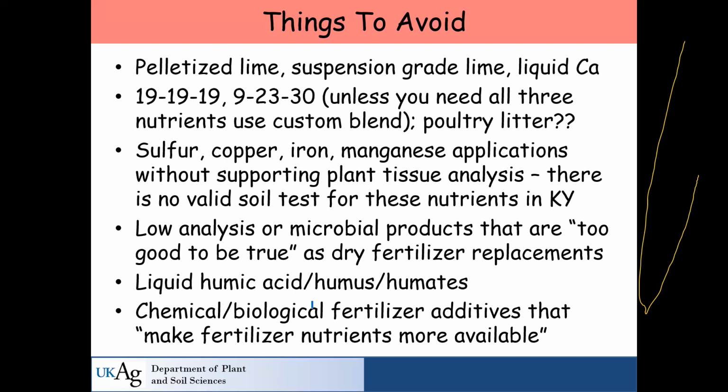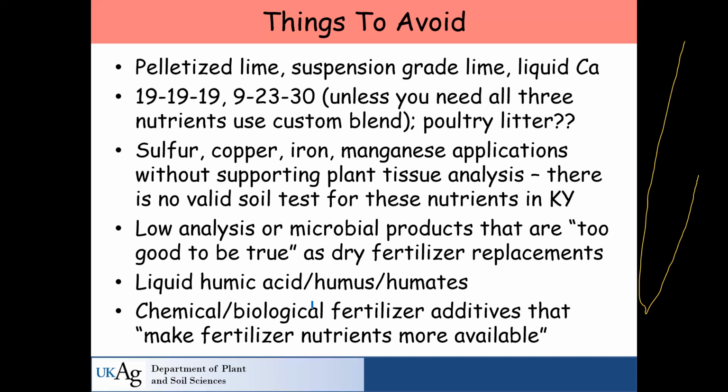And trust me, road salt purchases are a lot cheaper per ton than what people are paying for this liquid calcium in a jug. I argue that 19-19-19 and 9-23-30 aren't really where you want to be unless you really need all these nutrients. Better off using a custom blend. Poultry litter has some of the same problems.